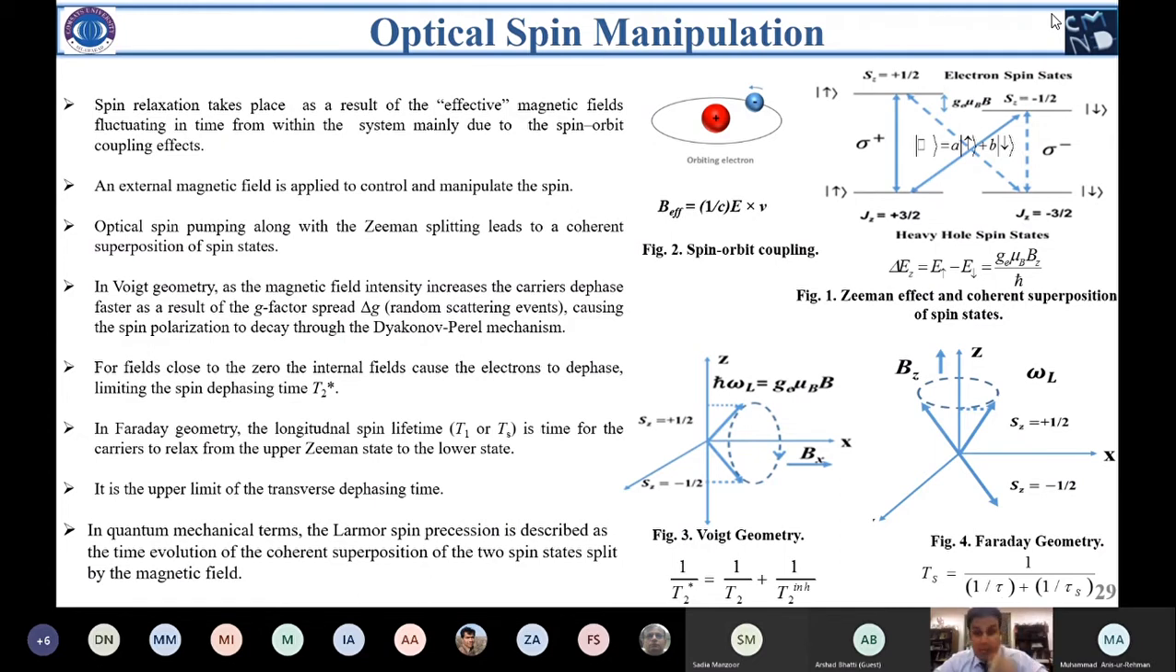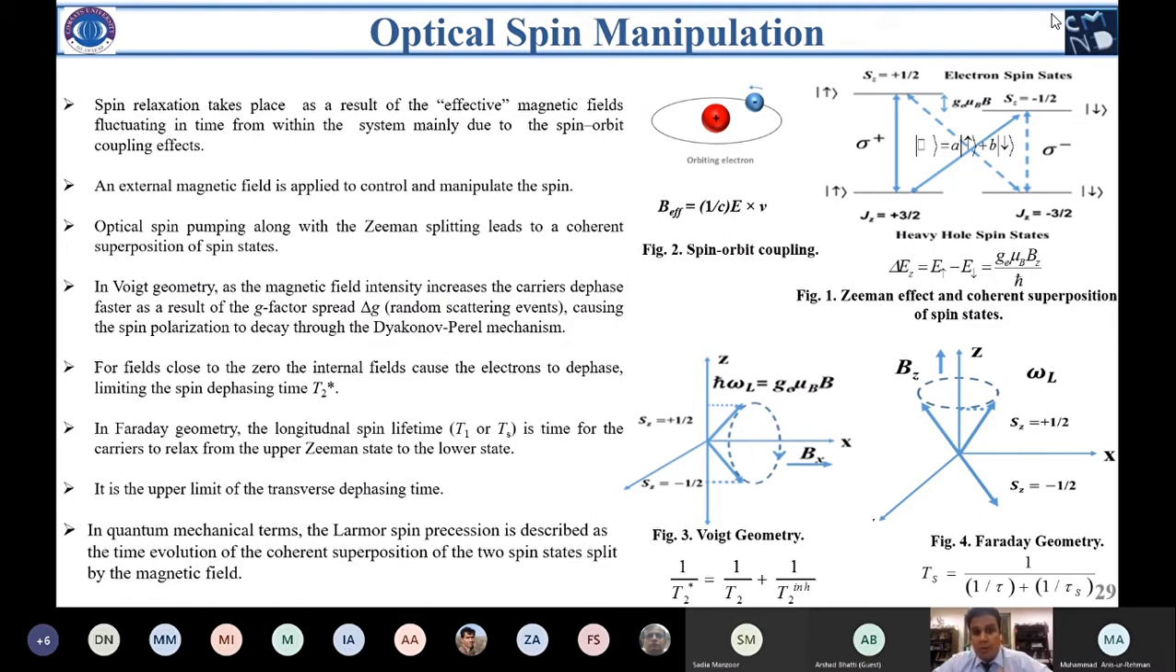Because what happens is that due to the spin orbit coupling effect, there is an effective magnetic field present within the sample or within the material under consideration. And this effective magnetic field is fluctuating in nature. So this fluctuating magnetic field causes the electron spins to depolarize and to dephase. So in order to overcome this, we apply an external magnetic field, which is stronger than the effective internal magnetic field. We apply this field.